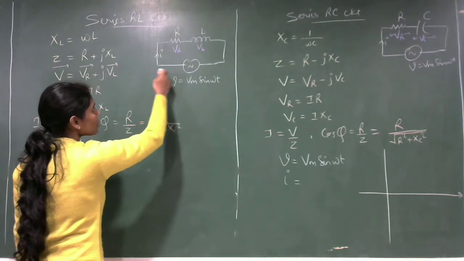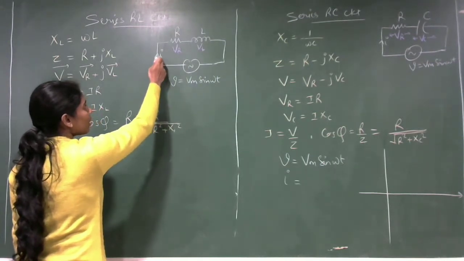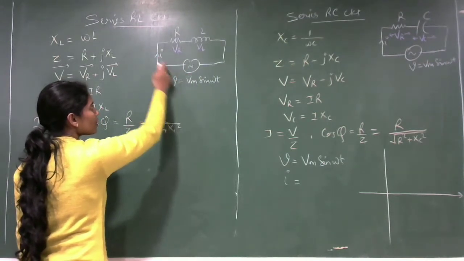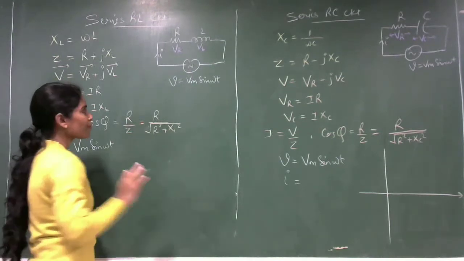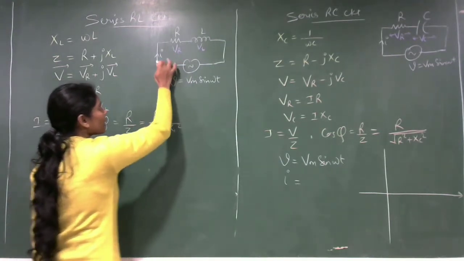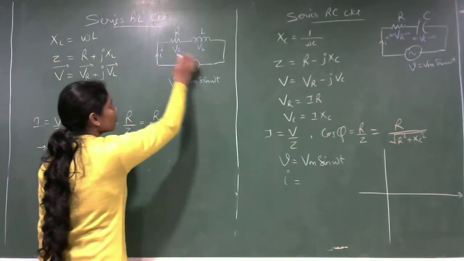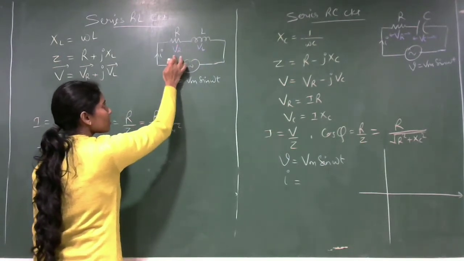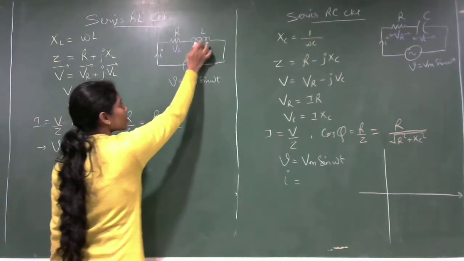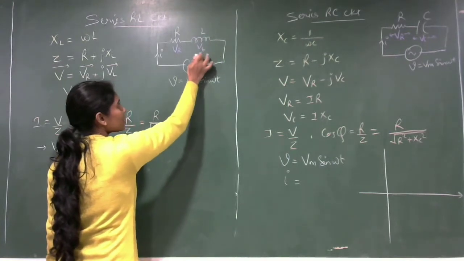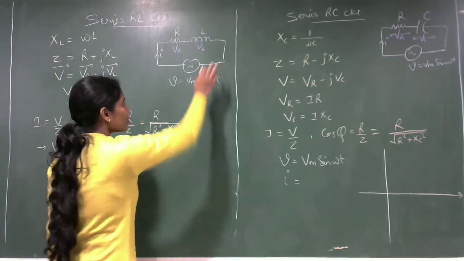Because of this supply we are getting some current, and because the supply is alternating in nature, the current will also be alternating in nature. Okay, and because current is flowing through this circuit, we will have some voltage drop across the resistor, suppose that is VR, and voltage drop across the inductance, suppose that is VL. Okay, so this is about the circuit.